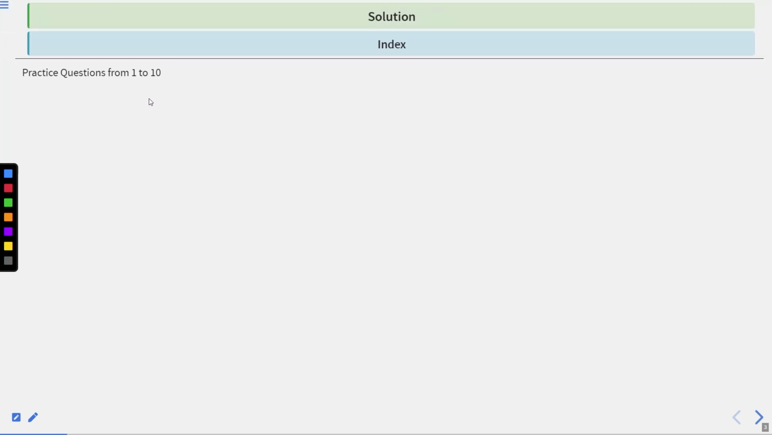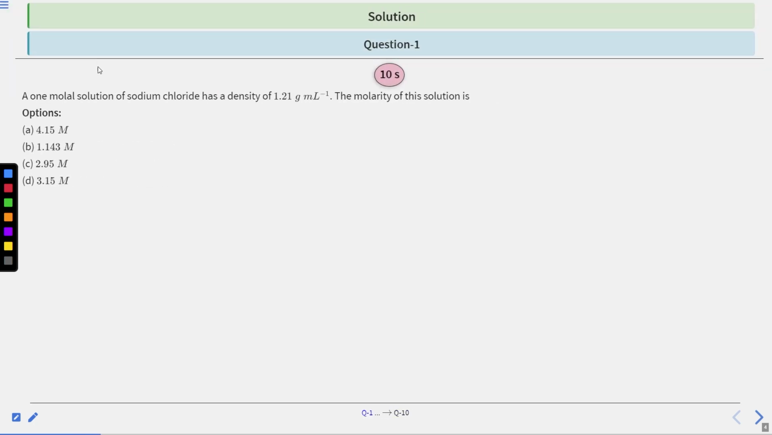This is our index slide, and we will see some practice questions from question number 1 to question number 10. Let's start with question number 1.